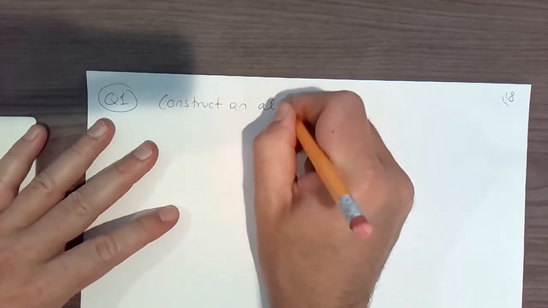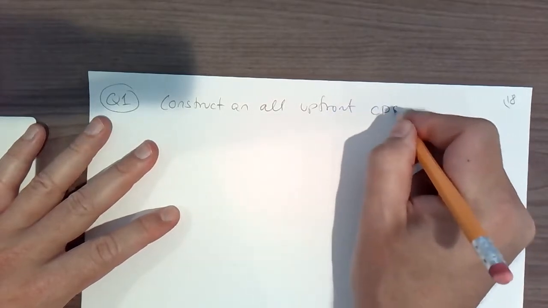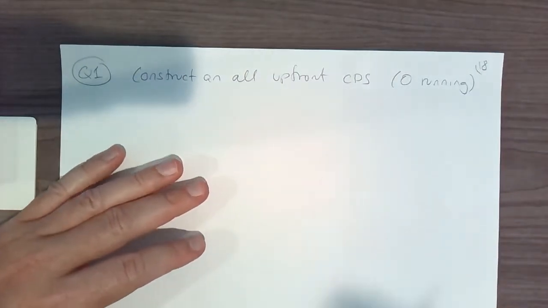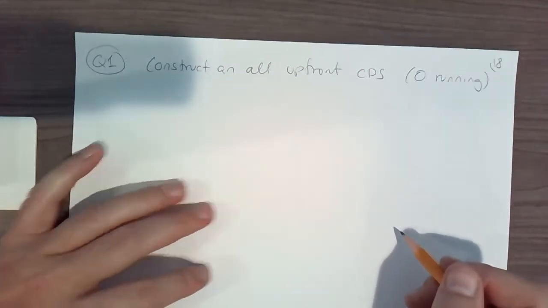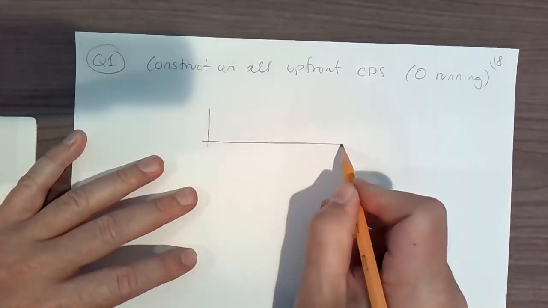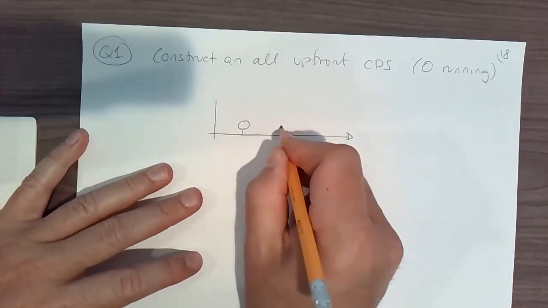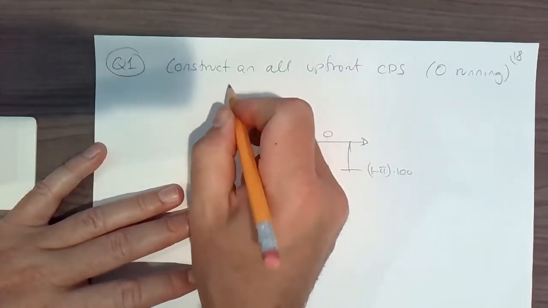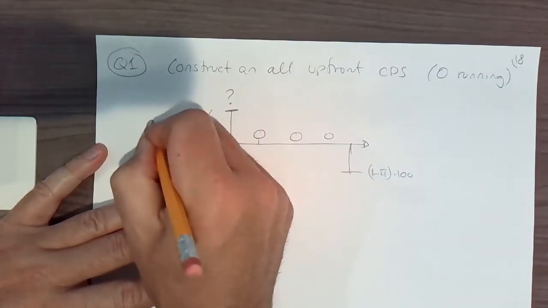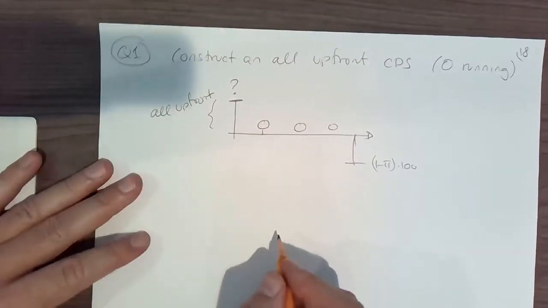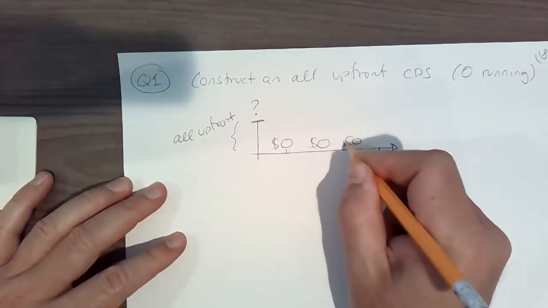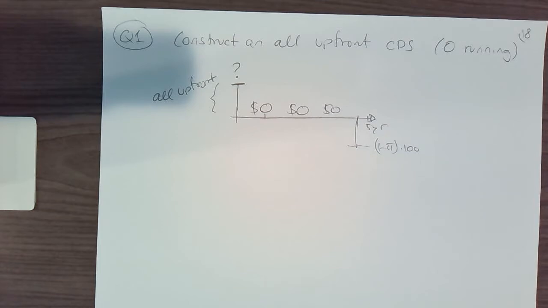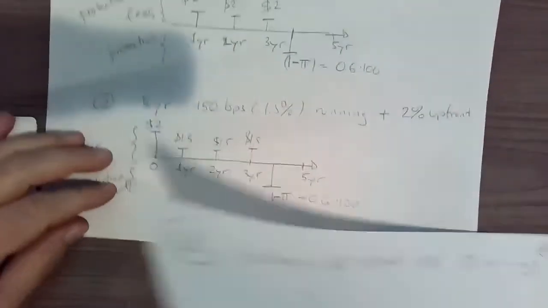Construct an all upfront CDS contract. So there's zero running. You pay all the money upfront. What we're looking for here is a huge payment in the beginning, and then there'll be zero payments, zero, zero, zero. And then you get this 1 minus pi if you're on 100. So how many dollars are we willing to put here? This is all upfront. So there's $0 here, $0 here, $0 here, and so on, and it runs out to 5 years as before. How much are we willing to put in? You can trade these two contracts.